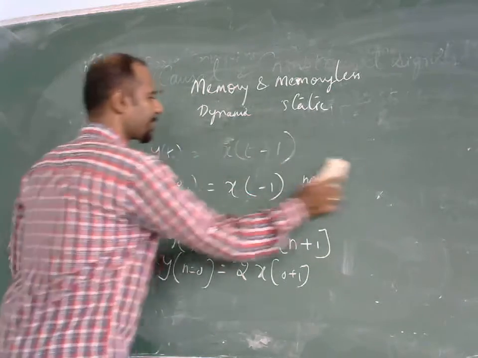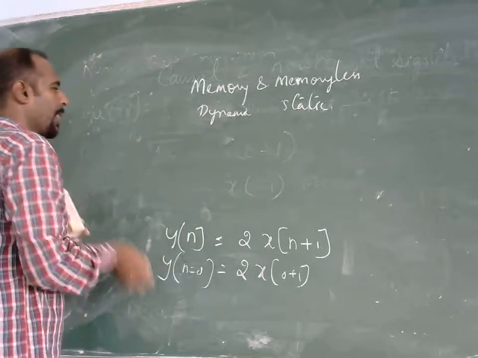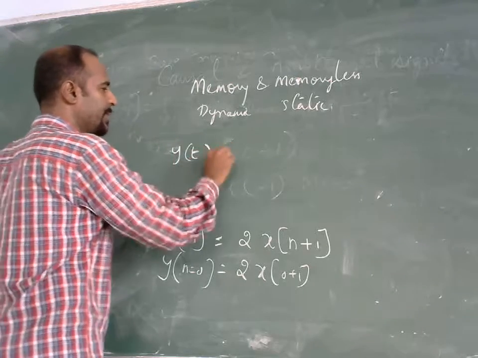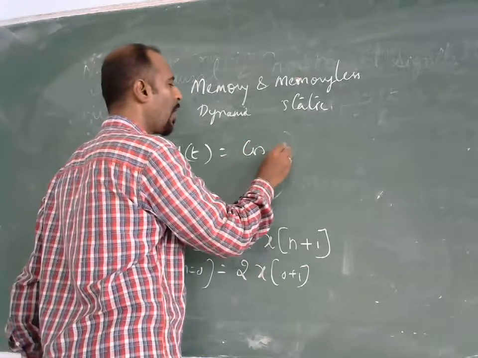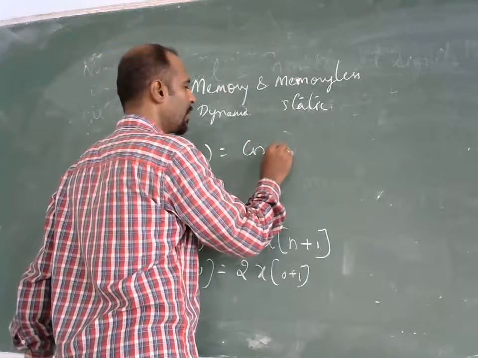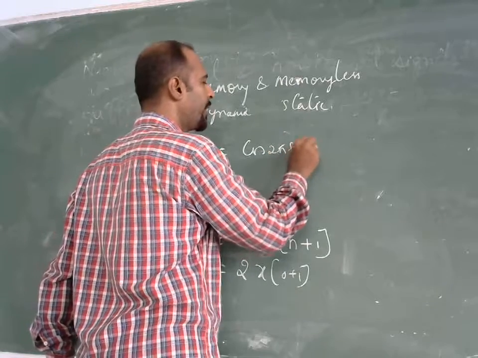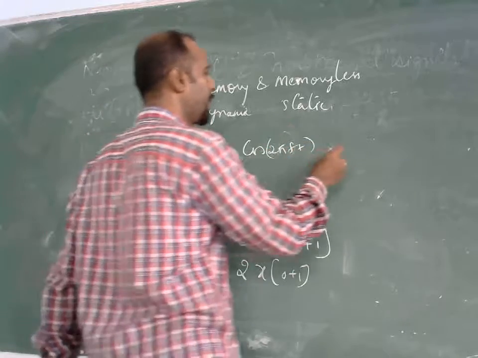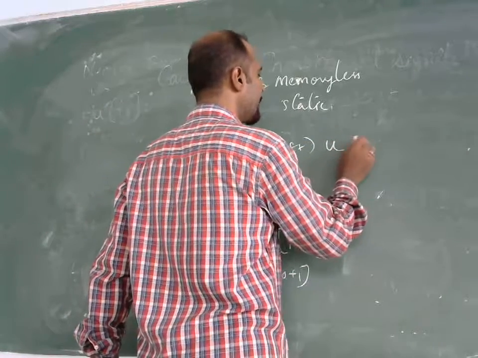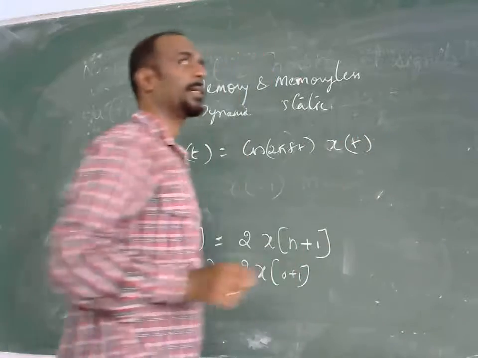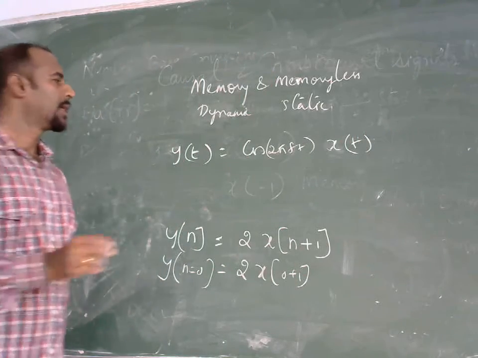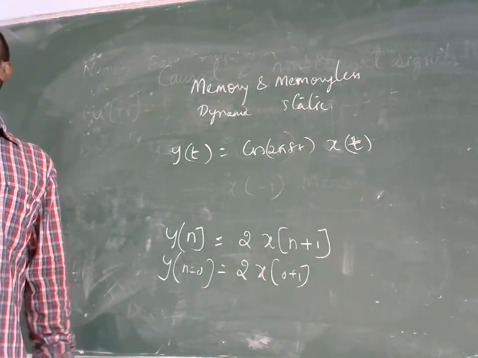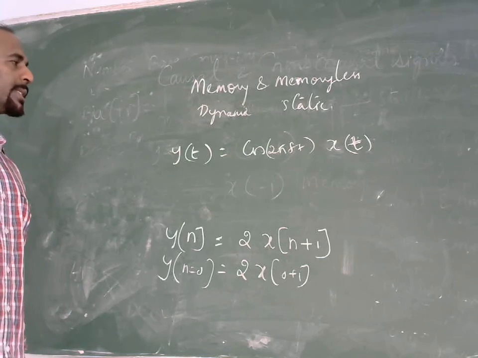Let us take another example. For a continuous time signal, y of t is equal to cos of 2 pi f t into x of t. Simply let us take this. Is this system a memory system or a memoryless system?